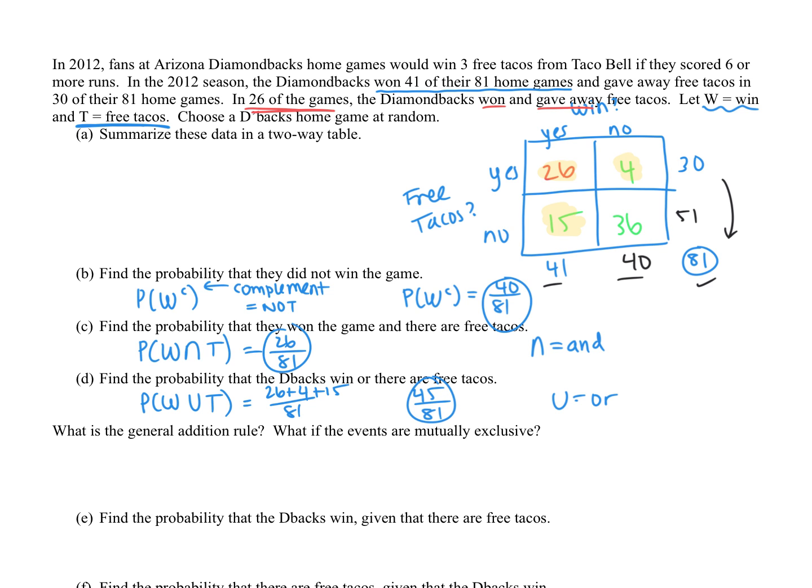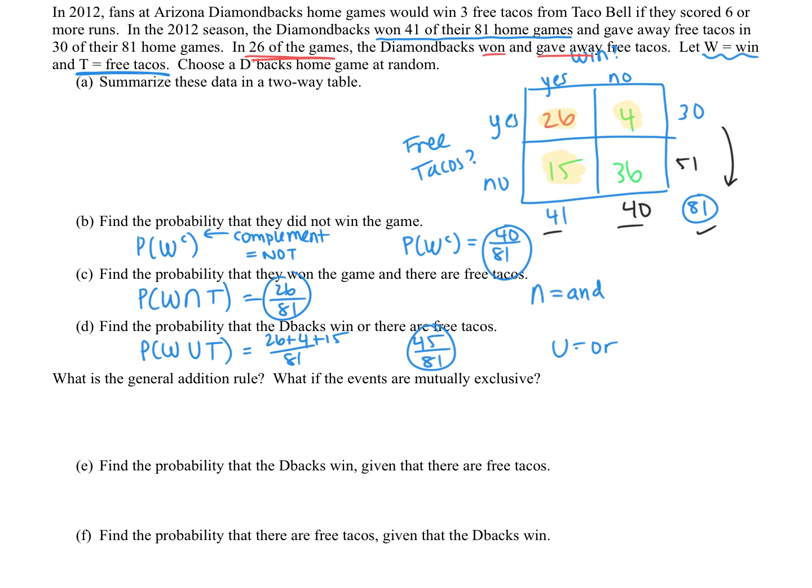What I want to talk about is what a lot of people will do: they will incorrectly use that rule from the previous page. They'll say, okay, probability of W or T, I can just take the probability of W and add the probability of T. What is the probability of W? 41 out of 81. What is the probability of T? 30 out of 81. If we add those, do we get the same answer?